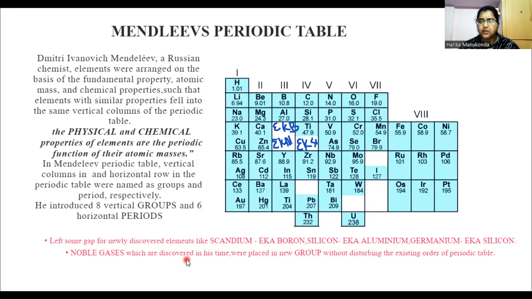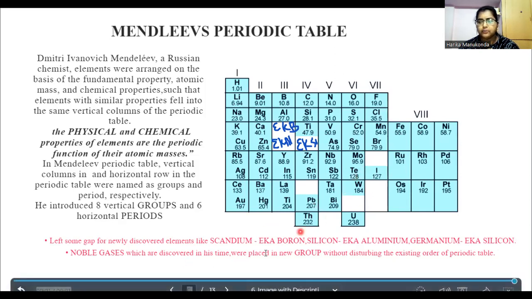So he thought of not to disturb this periodic table, and he thought to place the noble gases in a separate group. He doesn't want to disturb this existing order, so he placed them in the other, ninth group. So this is Mendeleev's periodic table.